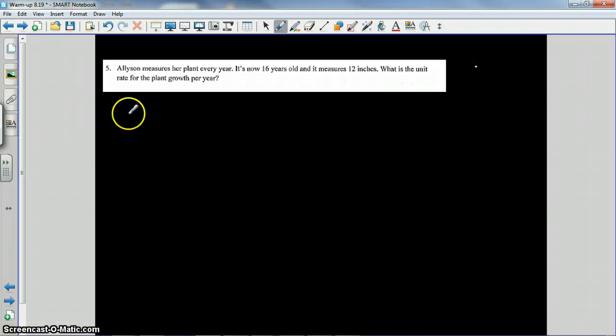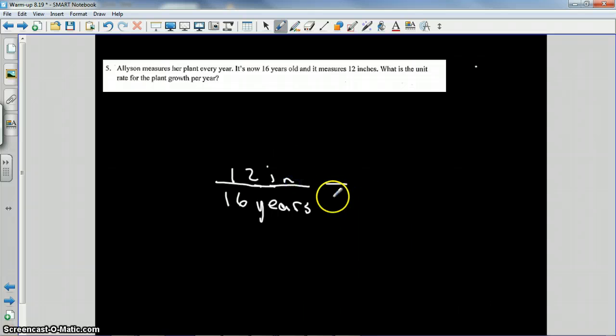All right. Allison measures her plant every year. It's now 16 years old and measures 12 inches. What is the unit rate for plant growth per year? So whatever's after the per would be your denominator. In this case, years. So 16 is years, so I'm going to put that as my denominator. 16 years. I don't want that confused with the variable, so I'm going to spell out years. 16 years, and that's 12 inches in 16 years. And you want to find out the unit rate growth of plant per year.